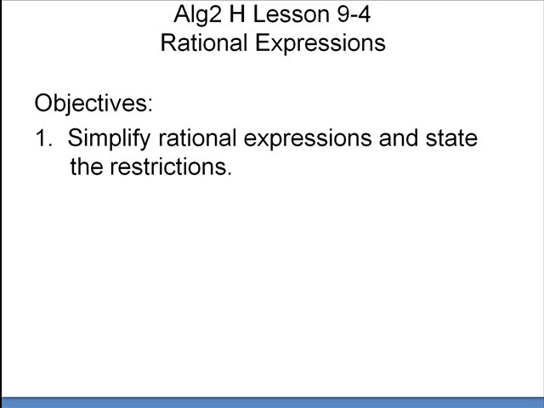Algebra 2 Honors, Lesson 9-4, Rational Expressions. Alright, let's get to the first example.